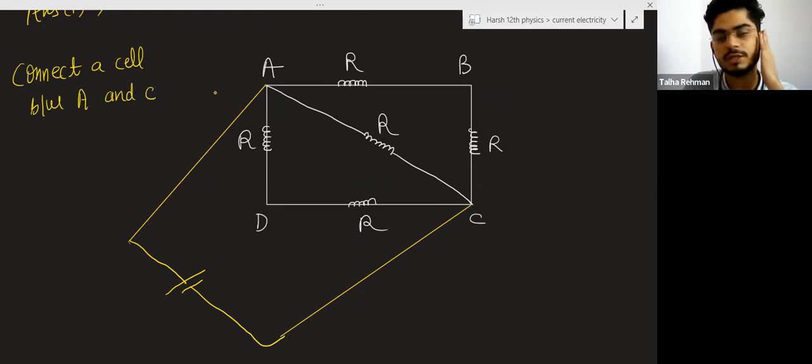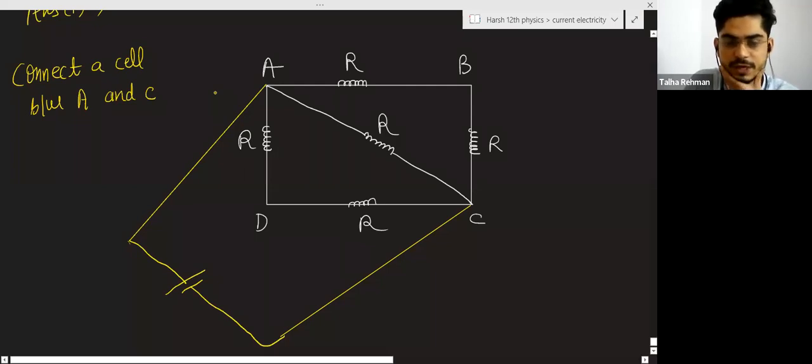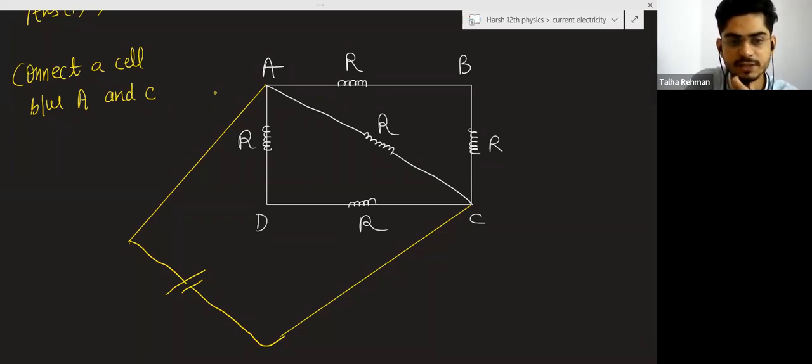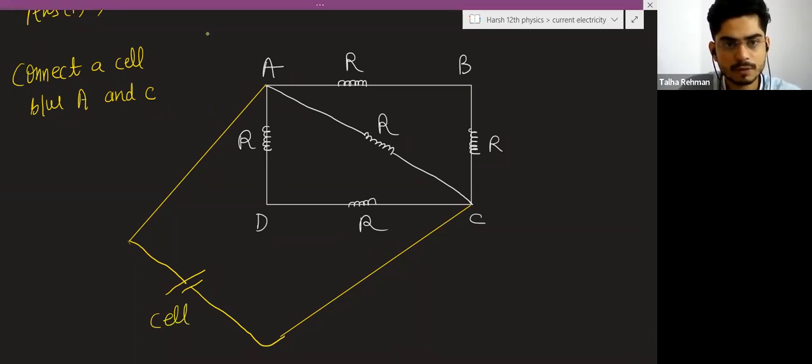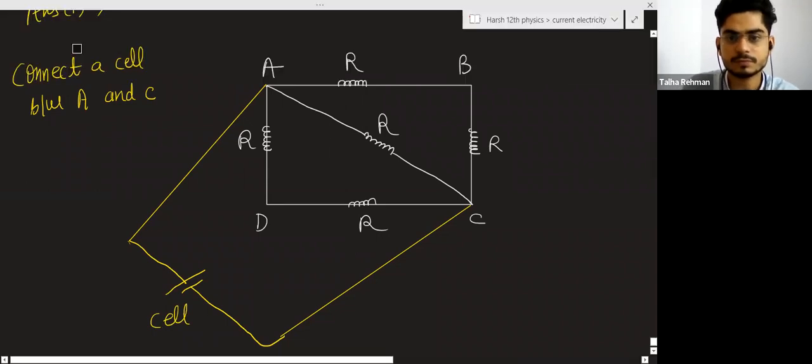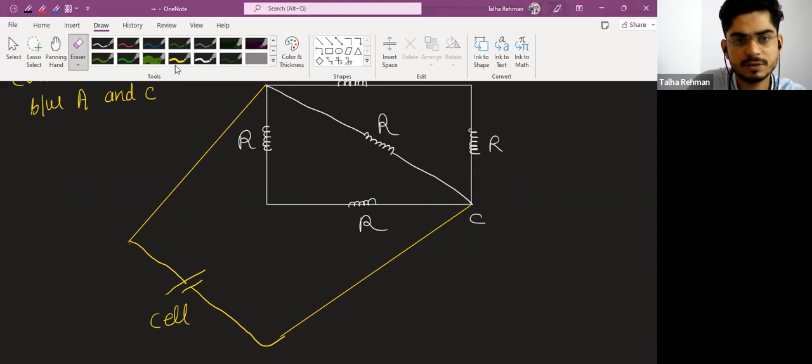We want to calculate the equivalent resistance between point A and C. Then we will connect an imaginary cell between point A and C. This is a cell. So why are we doing this? Let's see. Now I can remove this point. I can remove this point also. I have just written the point.